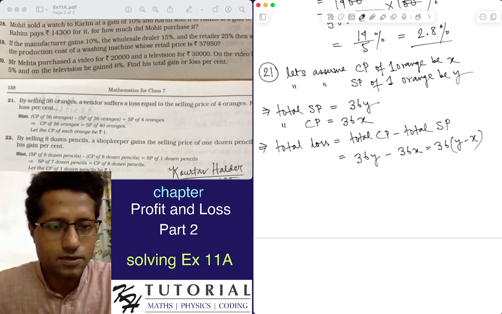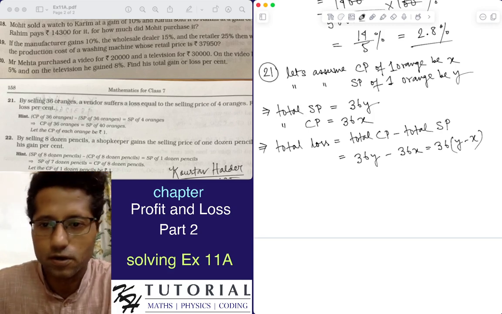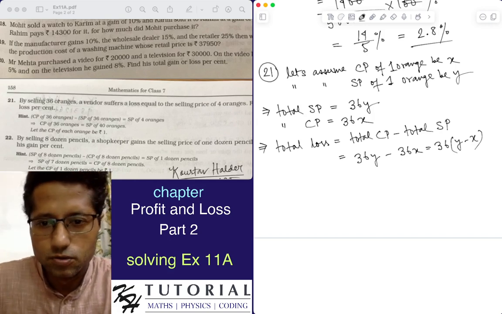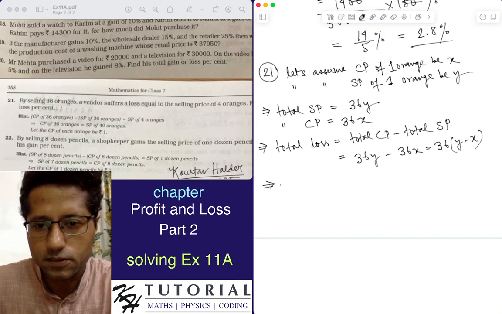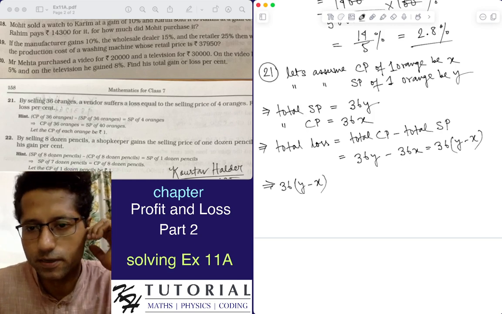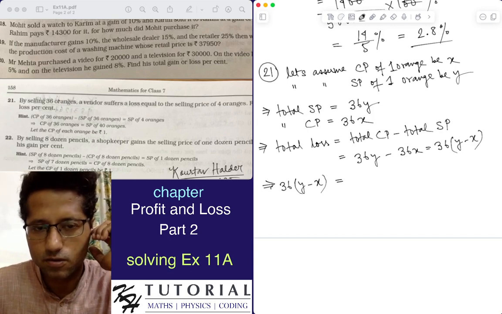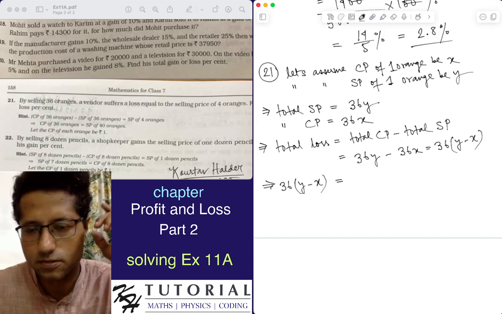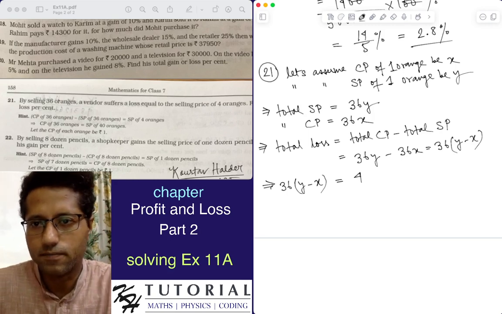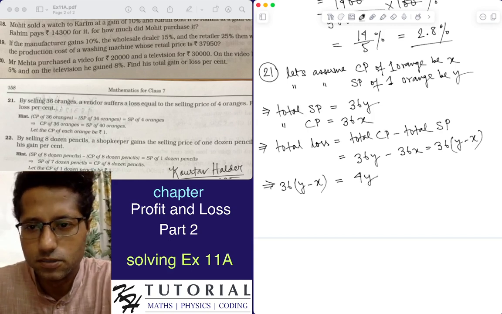Now it is also given that the vendor suffers a loss equal to the selling price of 4 oranges. So this implies that 36(X minus Y) is the total loss that we have calculated. This should be equal to the selling price of 4 oranges, because it is said that total loss is equal to the selling price of 4 oranges. Now selling price of 4 oranges is 4Y, because selling price of 1 orange we have assumed to be Y.